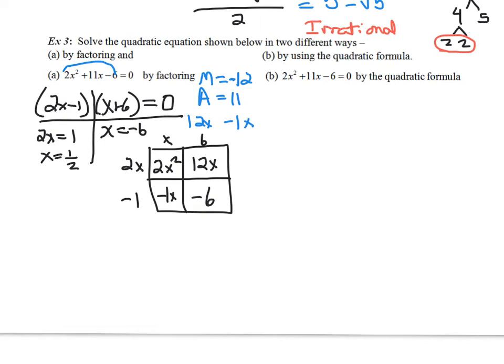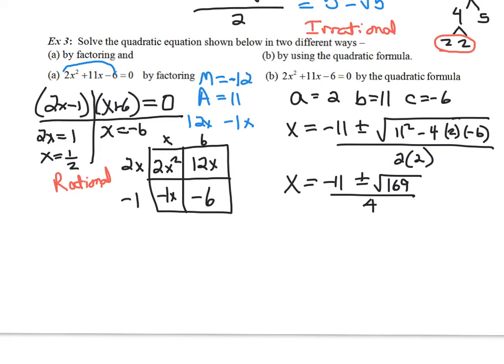Now this time I got two solutions. They're not irrational. They are rational. They can both be written as a fraction. In the case of negative 6, that would be negative 6 over 1. Now I'd like you to take a minute and try to solve part B using the quadratic formula. Come back when you've completed that and check your work with mine.